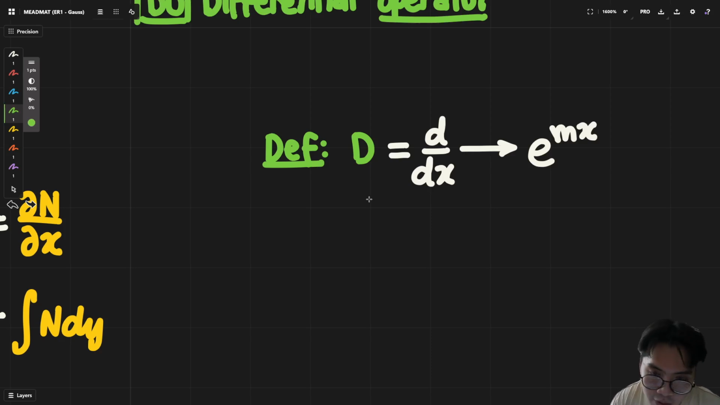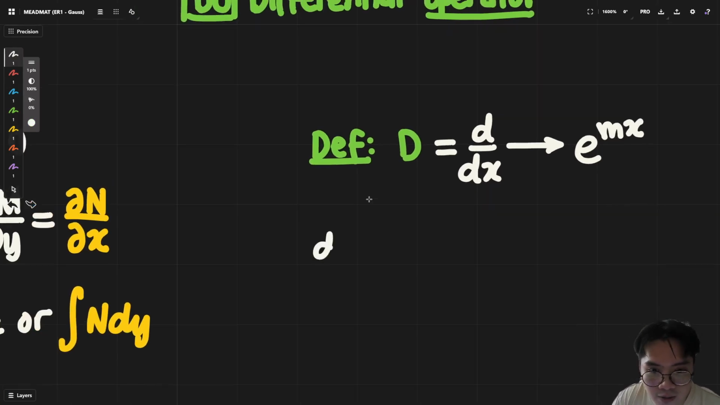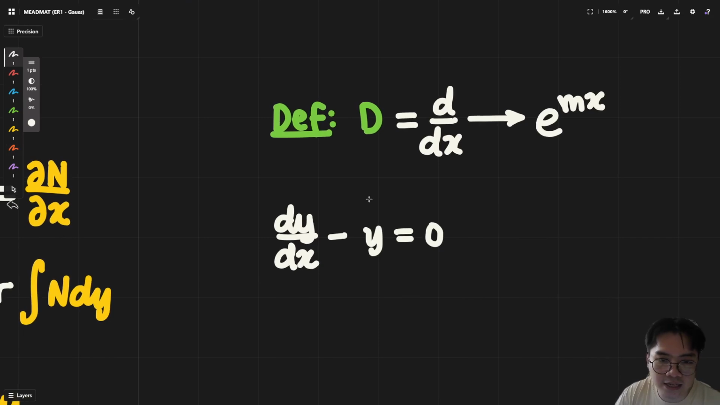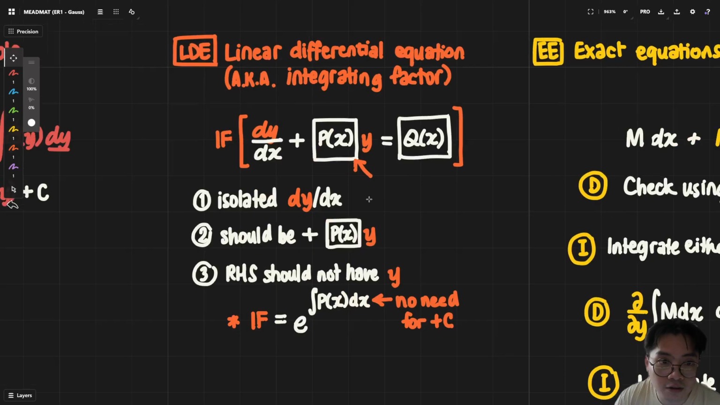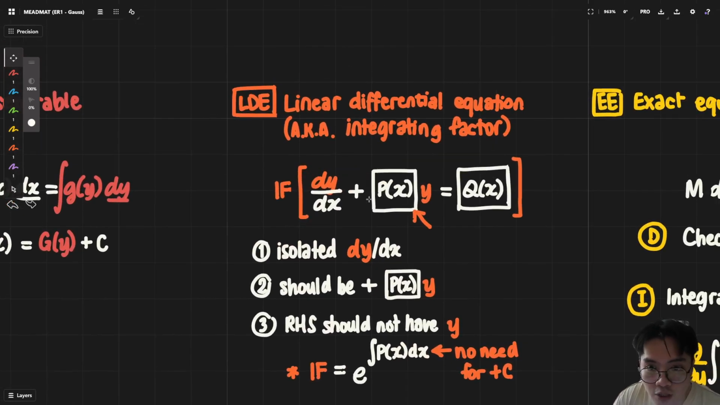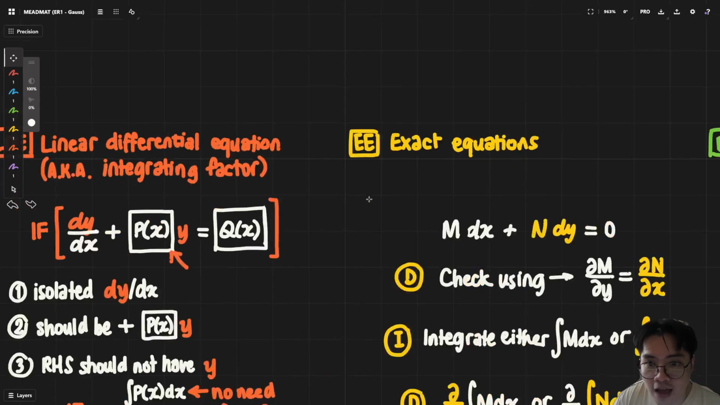Now, I did say earlier that this is applicable for higher order differential equations. But now, I will tell you that it's actually applicable for literally any order of differential equation. Say, for example, this one, as a very quick example: dy over dx minus y is equal to 0. This is technically a first order linear differential equation. So if you want, you can solve this using the linear differential equation method with the integrating factor.